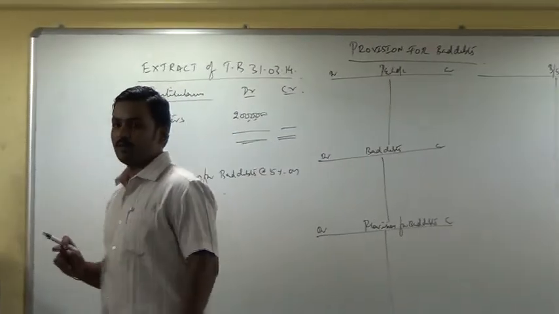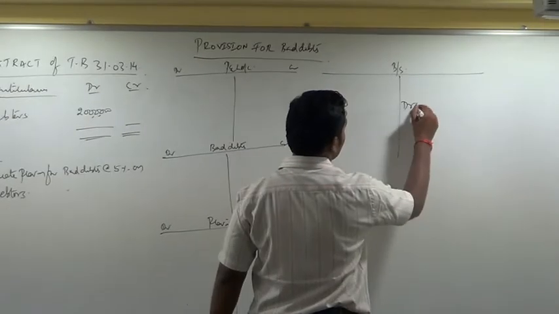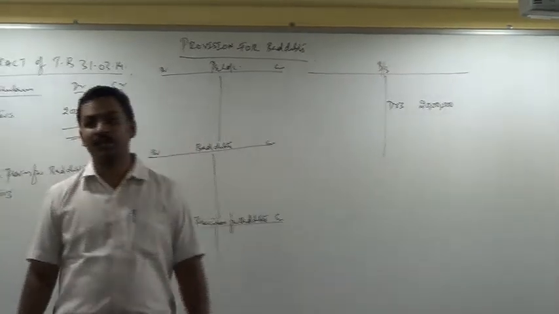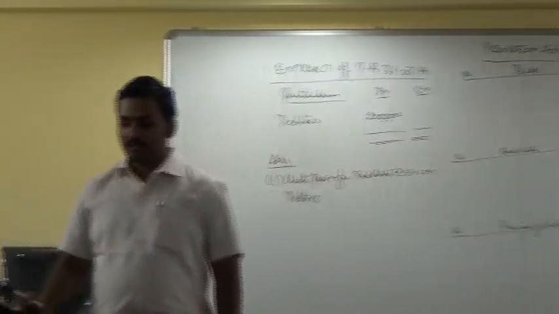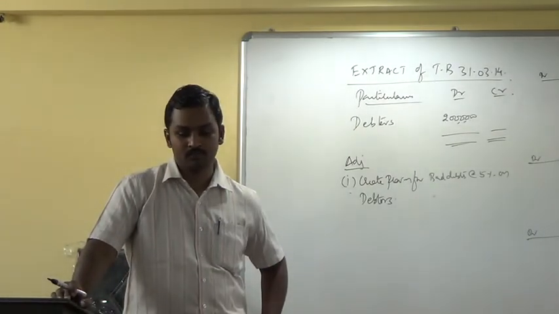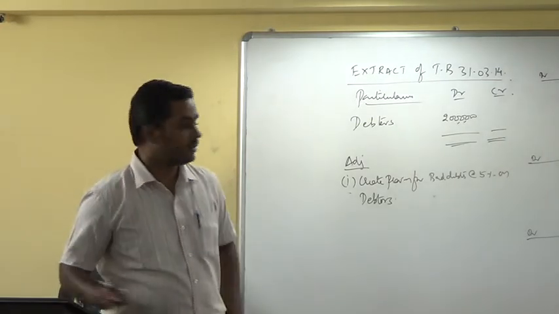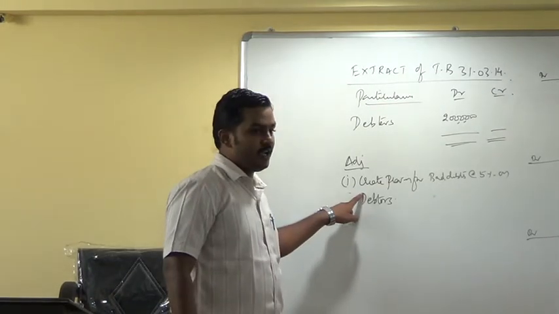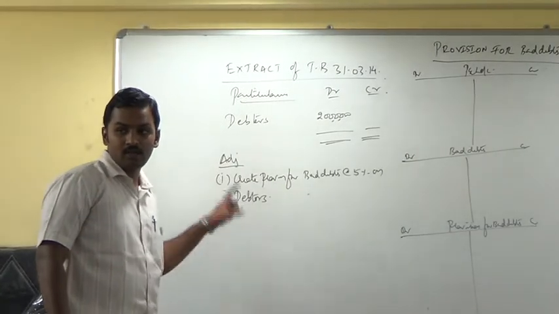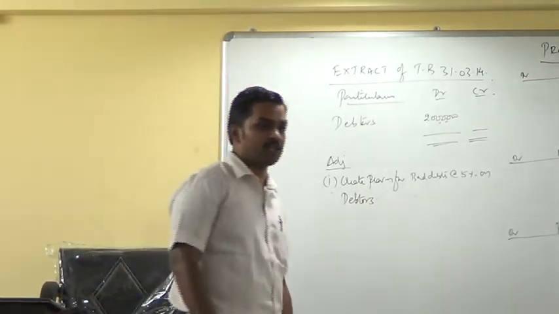Debtors given in the trial balance, how much? 20 lakhs. Balance sheet, you will write debtors, inner column, balance sheet asset side, inner column 20 lakhs. Don't write it in the outer column, write it in the inner column, 20 lakhs. Next, what are we saying? Create provision for bad debts at the rate of 5% on debtors. How are you going to create the provision?